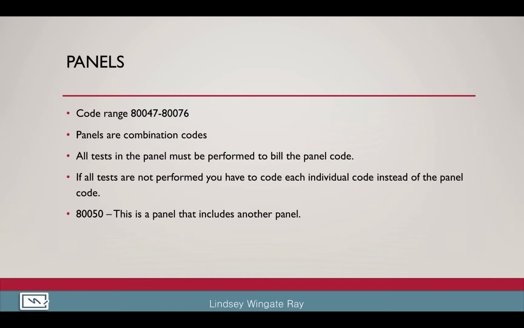If one of the tests listed for a specific panel is not ordered, you cannot use that panel code. All the listed tests must be performed to use the panel code. The other thing that can happen is that, in addition to everything listed in the panel code, the physician may order one or two additional tests. In this case, the coder uses the panel code and then lists the code for each additional test not included in the panel. Let's look at an example of this.